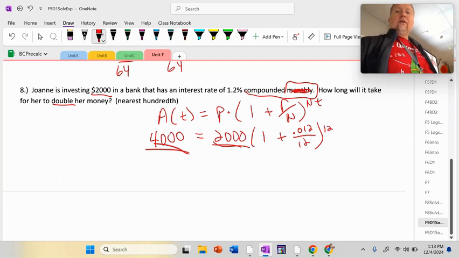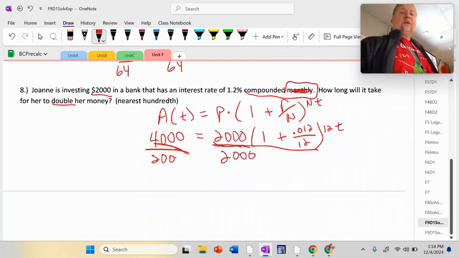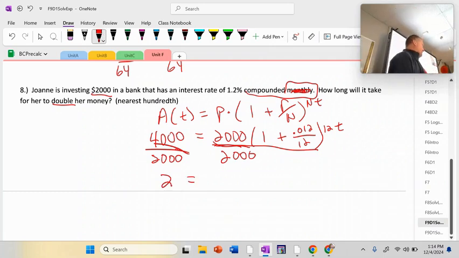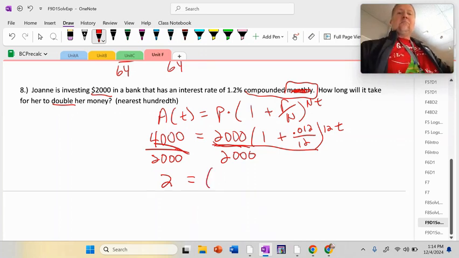12, 12T. And then, yes, you do want to divide both sides by 2,000, no matter what dollar amounts. If that dollar amount doubles, you have 2 over there after the division. No matter what. 1 million to 2 million doesn't matter.